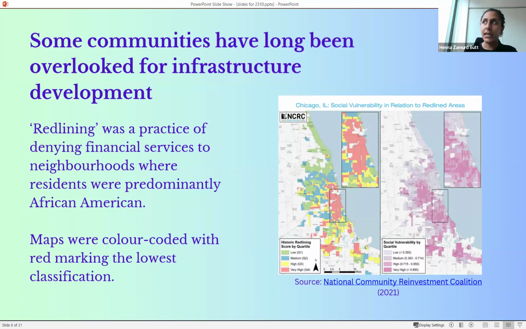But of course, the impacts of that remain and really are quite visible in these two maps that we have here. So the first one with the red areas showing areas that were redlined, and then if we look at social vulnerability, that can follow some of those similar maps. And if we also think about the demographics of those places, they also follow quite similar lines in the sense that racialized groups tend to live in some of those neighborhoods as well, even now.